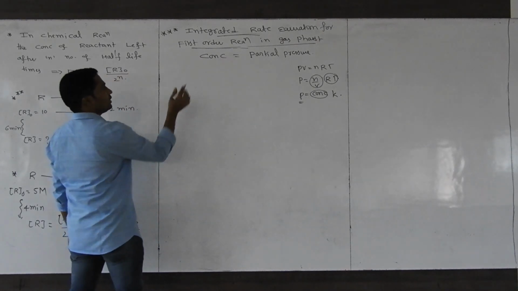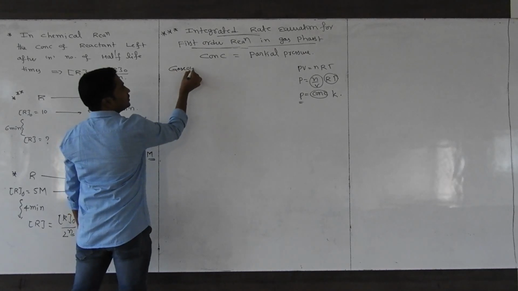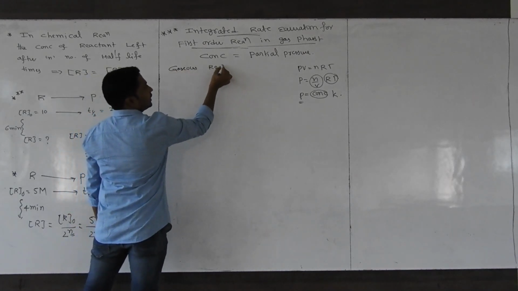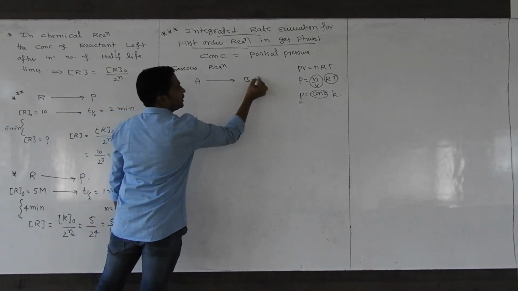First of all, you see a chemical reaction, one gas phase reaction. One gaseous reaction has to be taken. That is nothing but A gives rise to B plus C.